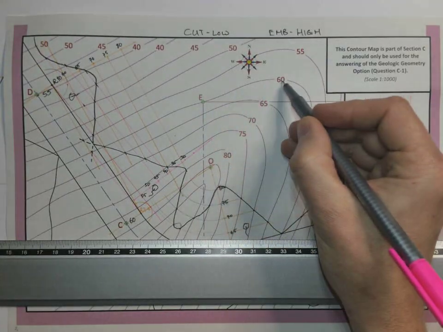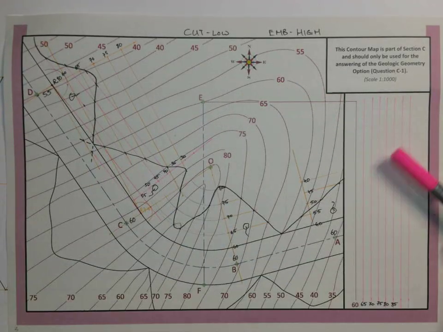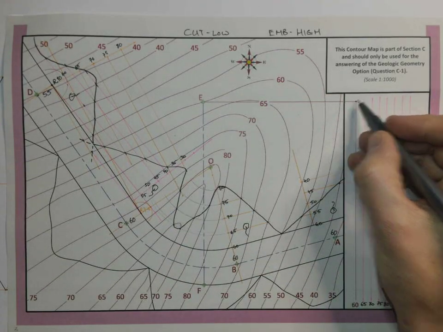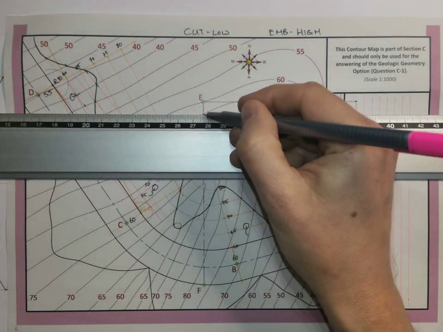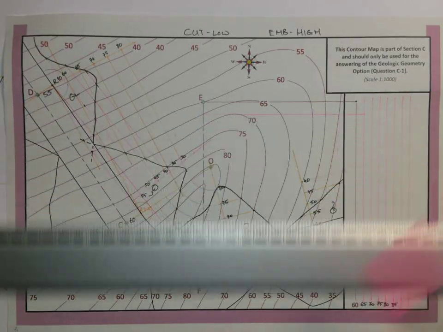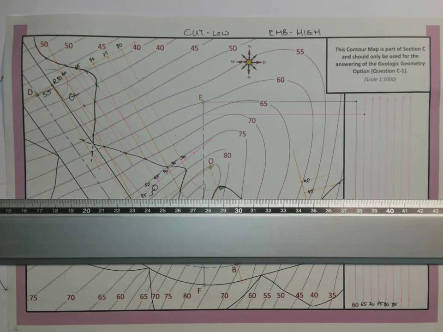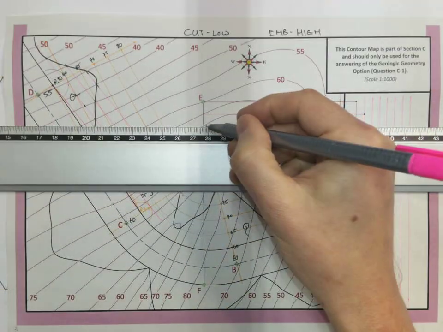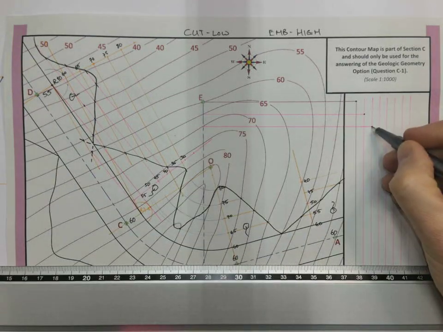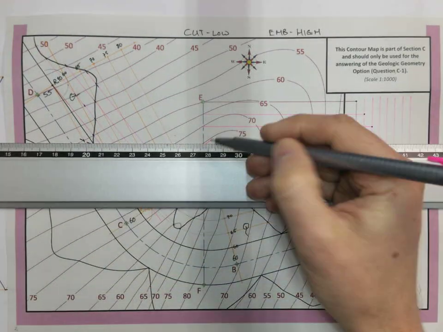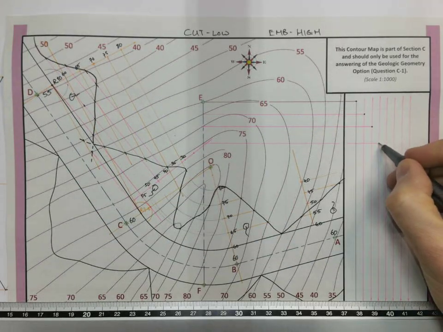E is on the contour line of 60, so we simply bring that out, as they have done for us, to the 60 contour height, and that is the first point on our profile. The 65 contour line intersects the line EF there, so you're going to bring that out to the 65 contour, that's the second point. The 70 contour line intersects EF there, so bring it out to 70. And you just follow that process. 75, you're going to bring that out to the 75 line.